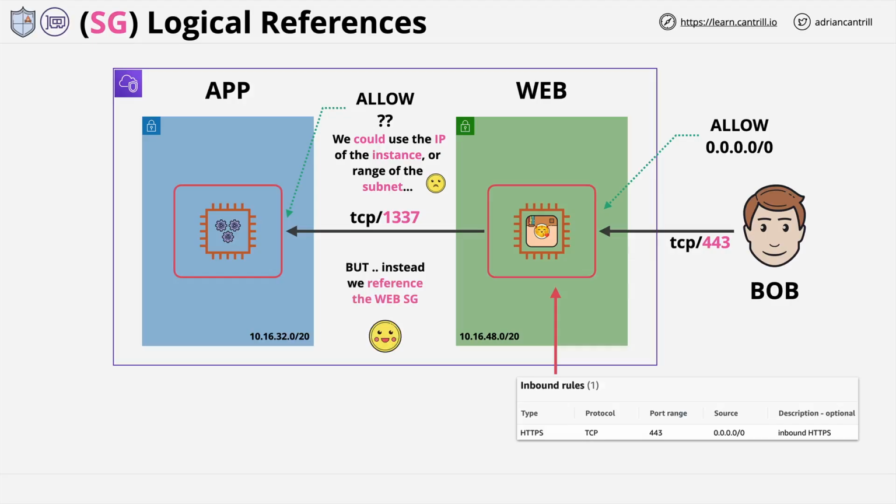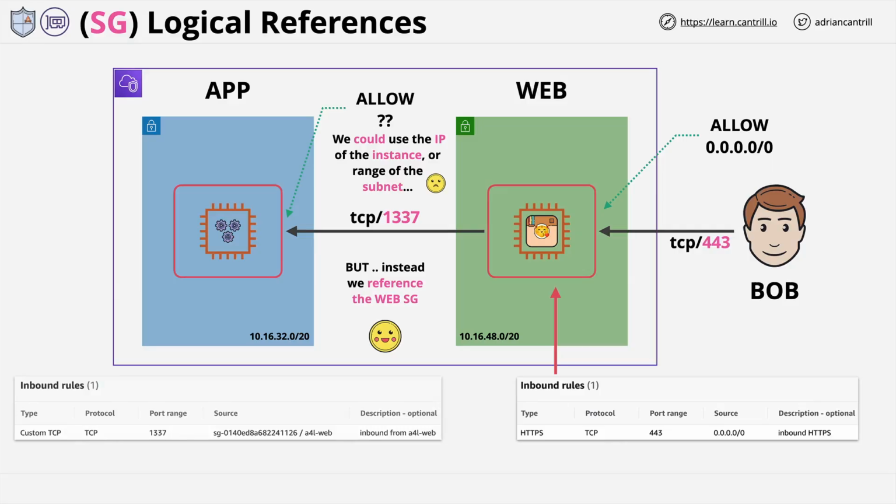So this is an example of the application security group. Notice that it allows TCP port 1337 inbound, but it references as the source a logical resource, the security group. Now, using a logical resource reference in this way means that the source reference, so the A4L-web security group, actually references anything which has this security group associated with it.